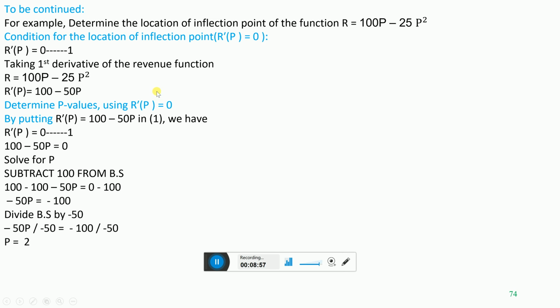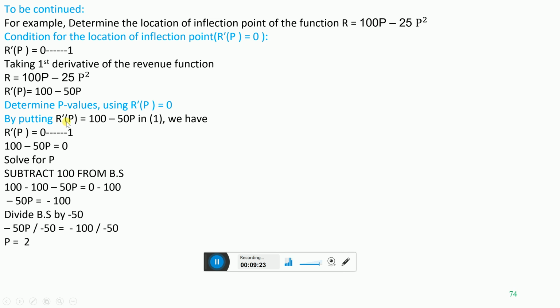Now we do not have p values. For the location of inflection point we need x or we need p values. So how do we find p values? Using the inflection point location condition we can find the p values, or x values. So R prime of p is equal to 100 minus 50p.